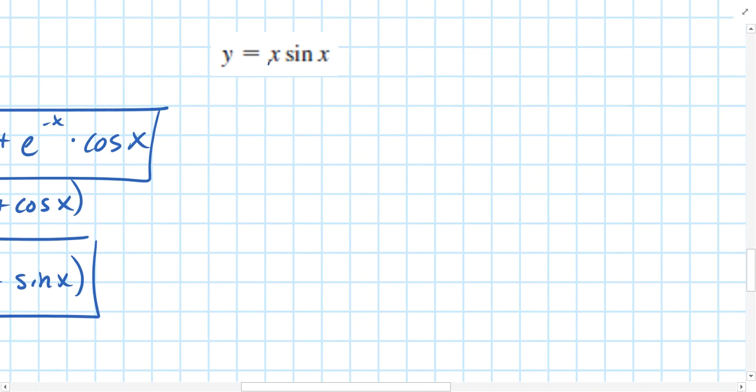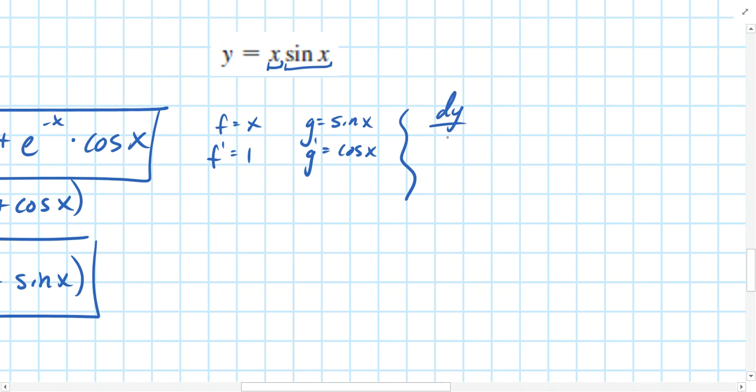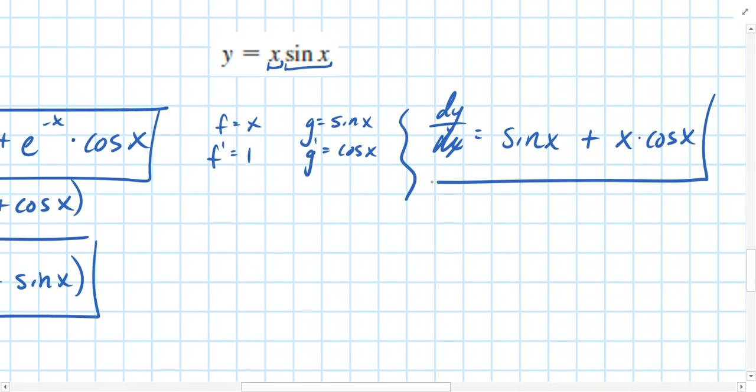Lastly, again, I see a product rule. We've got two functions that are multiplying together. So for the first function, I'm going to call that x, and therefore its derivative is 1. The second function I'm going to call g, which is sine of x, and we'll call its derivative cosine of x. So with the product rule here, we need dy dx to be equal to the derivative of the first function times the second function. So we've got 1 times sine of x plus x times cosine of x. Nothing really to simplify there.